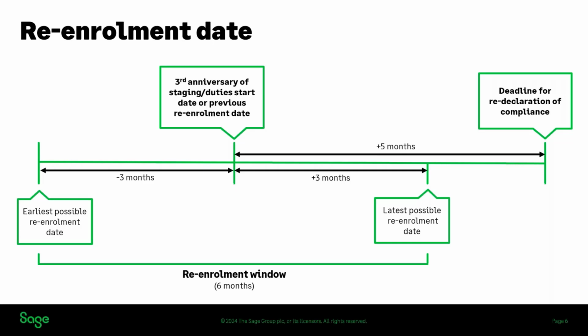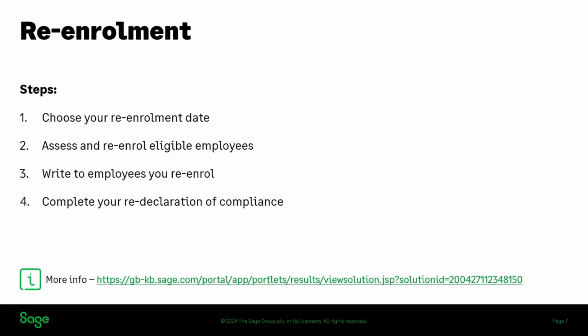We'll now take a look at the steps involved in completing your re-enrolment. First of all, you would choose that re-enrolment date within that 6-month window. Step 2 would be to assess your employees and re-enroll any eligible employees who had previously opted out or left your qualifying pension scheme. That re-enrolment process is exactly how it works for people that you're enrolling for the first time. So you'll be sending information to your pension provider, you'll be assigning the pension scheme, and you'll start deducting contributions from the first pay date after the re-enrolment date.